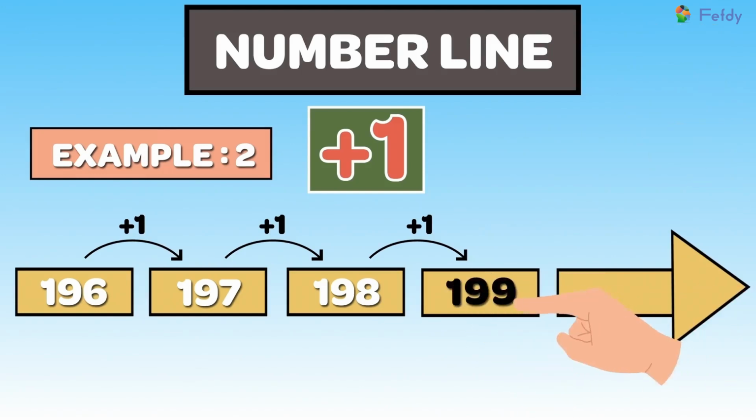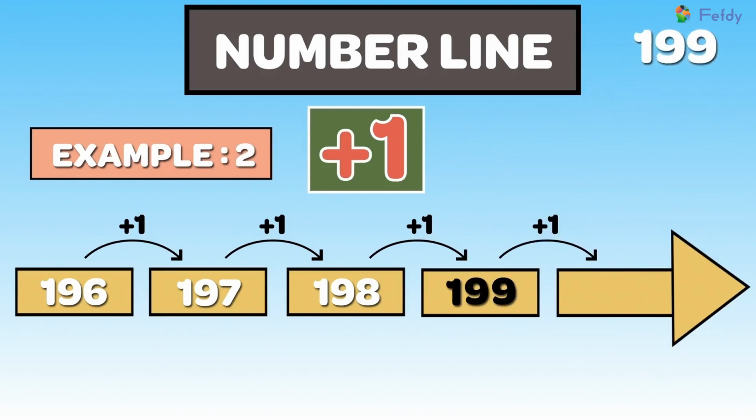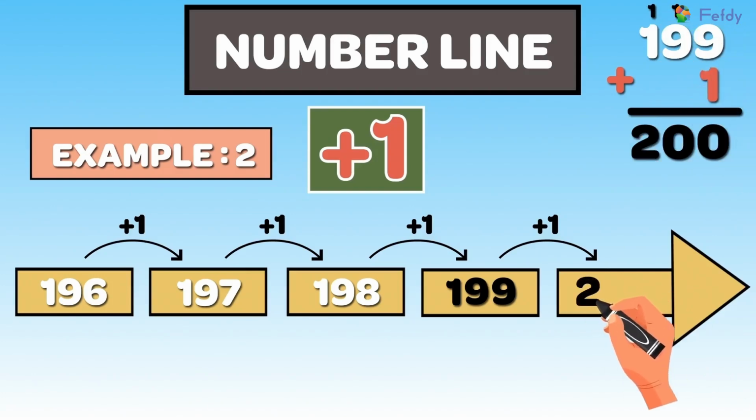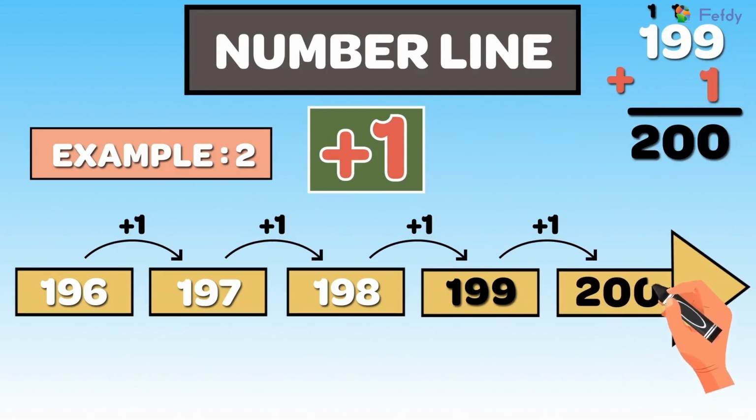199. 199 plus 1. What comes next? 199 plus 1. 9 plus 1 is equal to 10. So we will put 0 down and carry over the 1. Then 9 plus 1 is 10. Put 0 down, carry over 1. Then 1 plus 1 is equal to 2. 200.